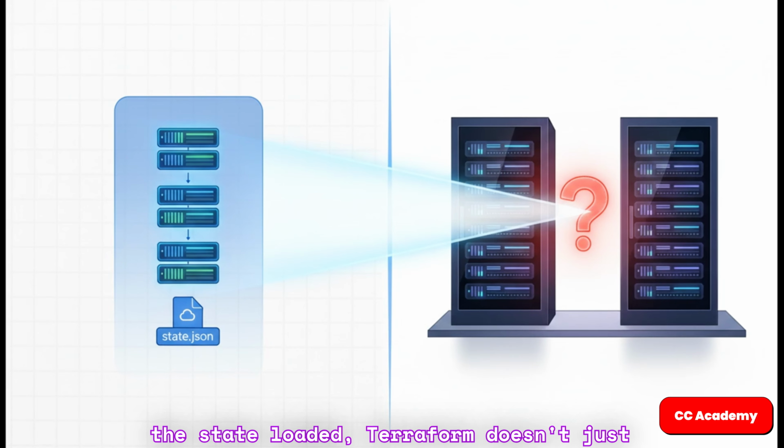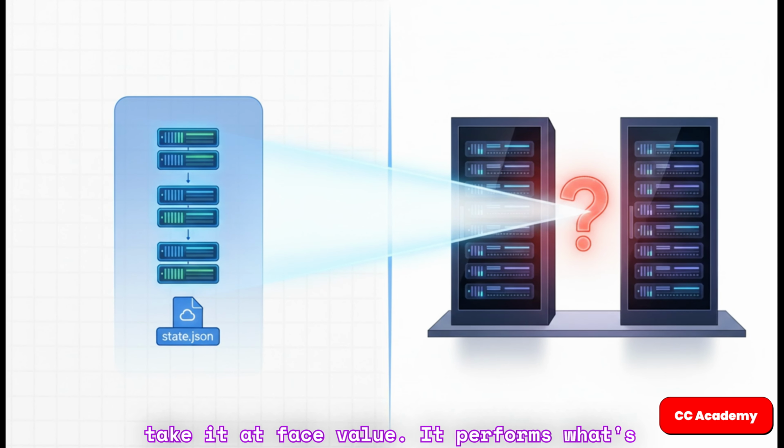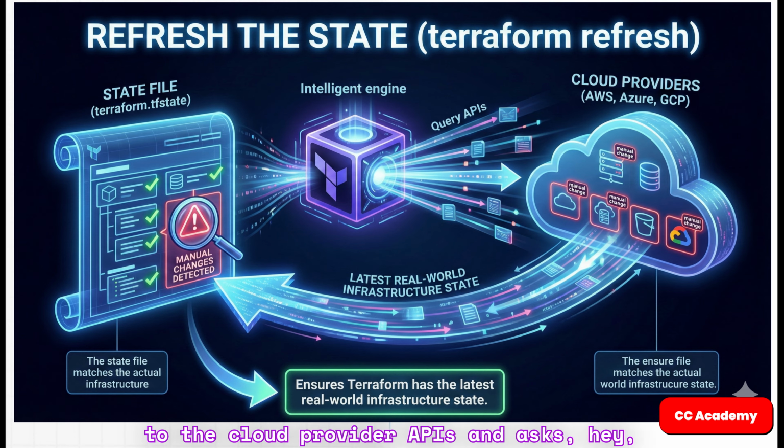With the state loaded, Terraform doesn't just take it at face value. It performs what's called a refresh. It actually calls out to the cloud provider APIs and asks, hey AWS, my state file says this EC2 instance exists. Is that still true? This is brilliant because it catches any manual changes, like if someone went and deleted a resource through the console, and makes sure the plan is based on what's really out there.